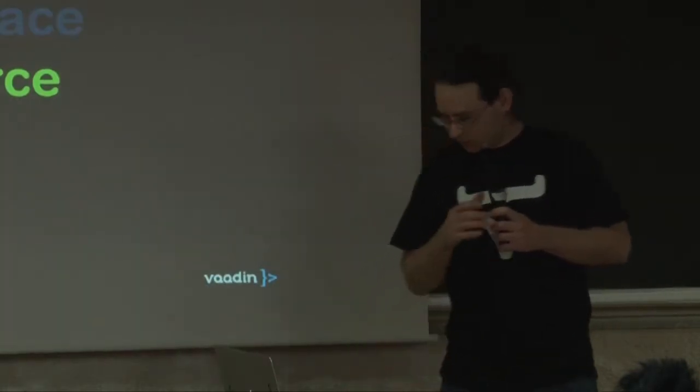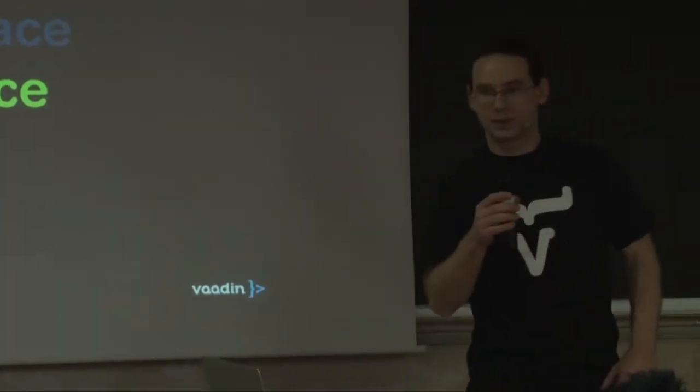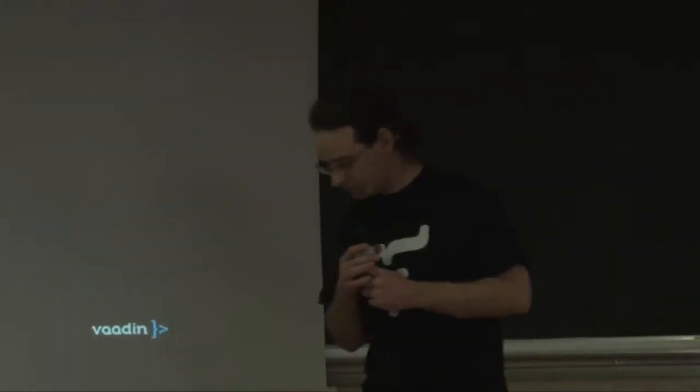Okay, let's talk about the data source. This is one of the features of Vaadin. The data source model is there to help you show your data in Vaadin components, because for any application, you have some kind of database or some data that you need to show.